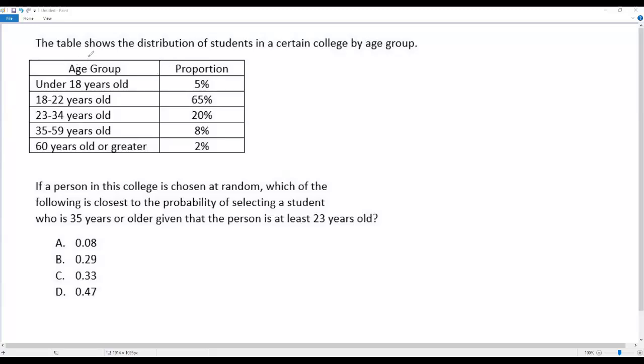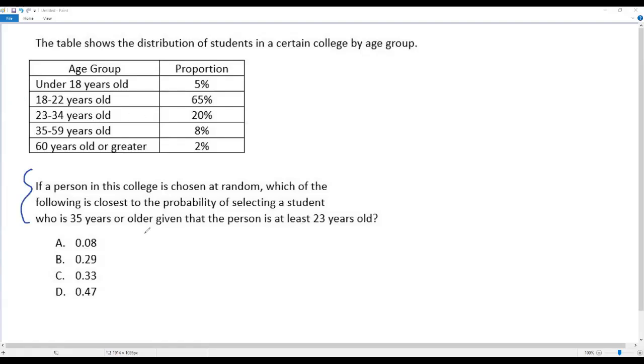In the table, in the first column we have age group. In the second column we have proportion. That is, we have percent of students in each category. So, for example, if we consider the first row, we have 5% of students under 18 years old, and in the second category we have 18 to 22 years old. That means we have 65% of students in the category 18 to 22 years old. So in this way we have percentages for other categories too.